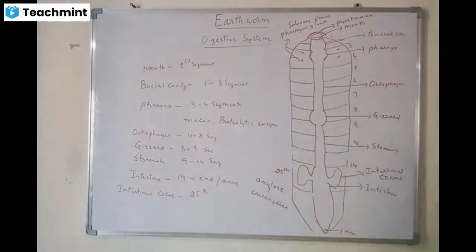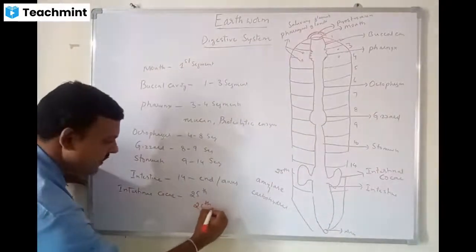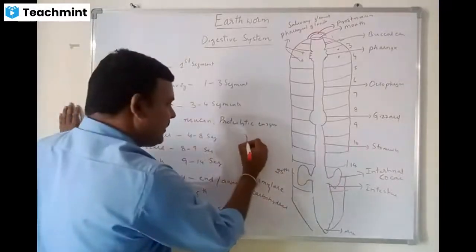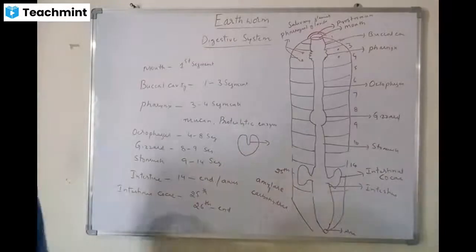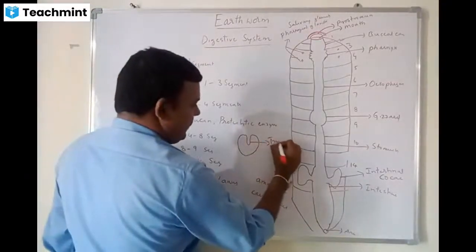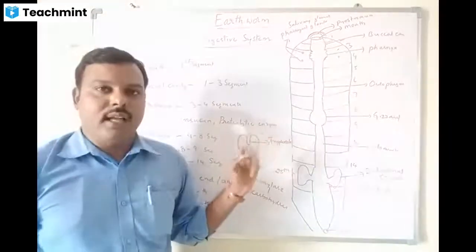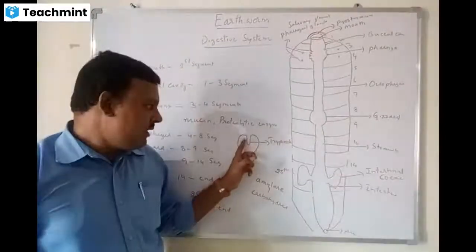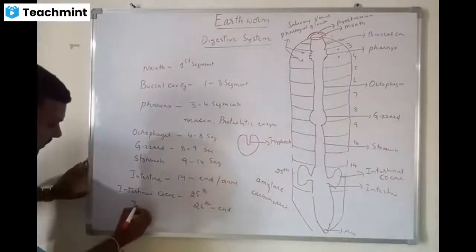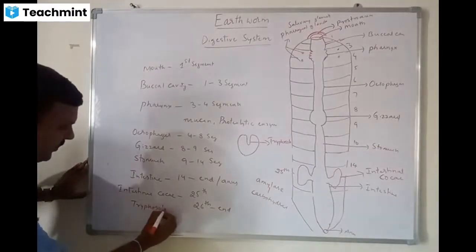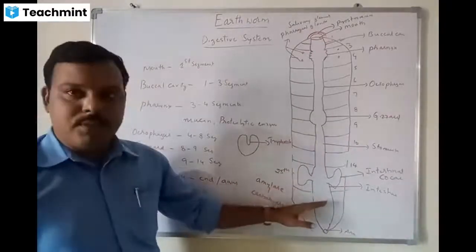And from the 26th segment till the end, in the intestine, if we take a cross section of the intestine, it will be like this, and these projections we call typhlosole. What they do is extend the area of absorption of the intestine, like microvilli of the higher animals. So in the earthworm, the intestine is folded inside to enhance the area of absorption. This typhlosole is present from the 26th segment to before the anus. Okay, all the segments have this. So the absorption takes place in the intestine.